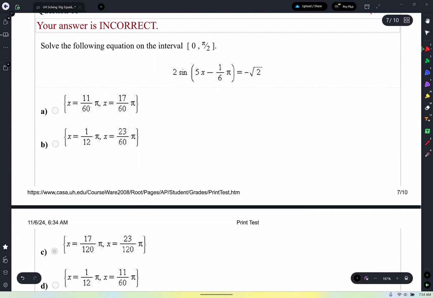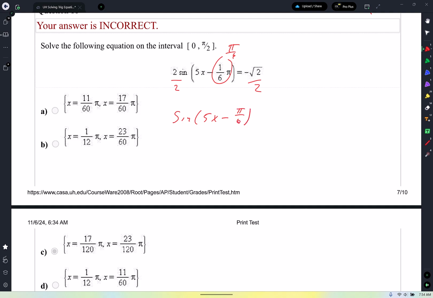Okay, we got 2 more, guys. Here we go. The first move is divide by 2. So now I have sine of 5x minus, rewrite this as pi over 6, equals negative square root of 2 over 2. And I'm going to do arc sine. So 5x minus pi over 6 equals arc sine of negative square root of 2 over 2 plus 2 pi n.